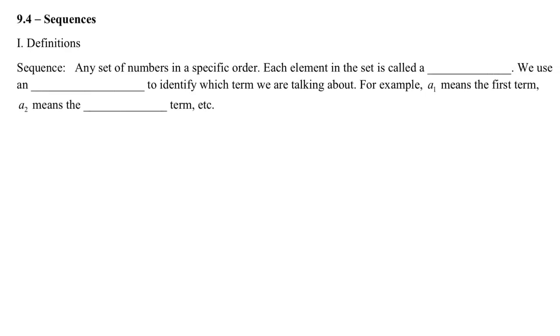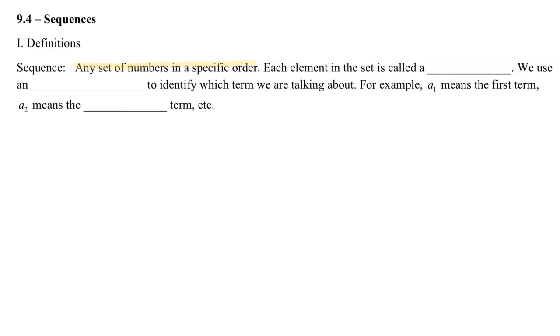Okay, in section 9.4, we're going to begin talking about sequences of numbers, and this is something that you've been dealing with your entire life in mathematics. 1, 2, 3, 4, 5, that is a sequence of numbers. 2, 4, 6, 8, 10, that is a sequence of numbers, and it doesn't necessarily even have to be patterned in order for it to be a sequence. It just has to be any set of numbers in a specific order.